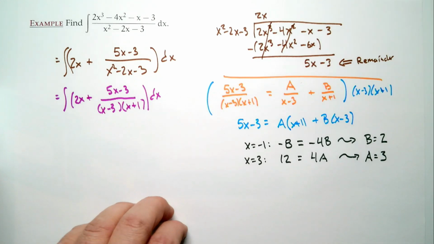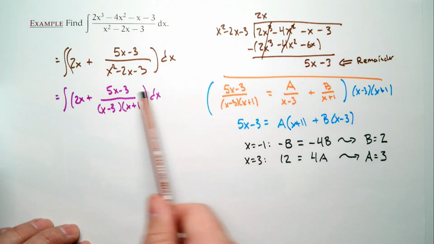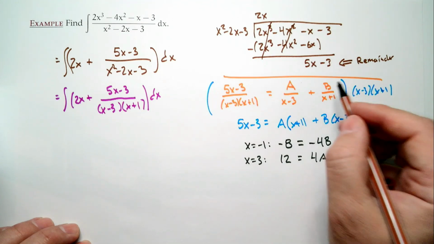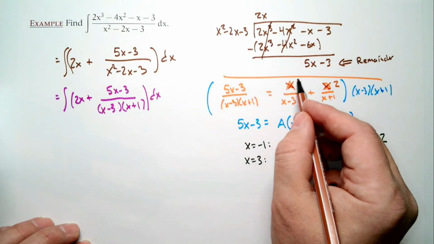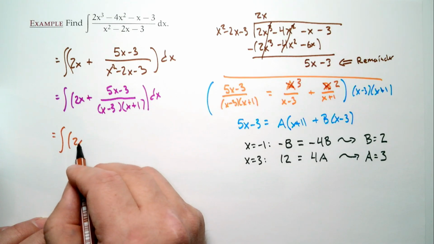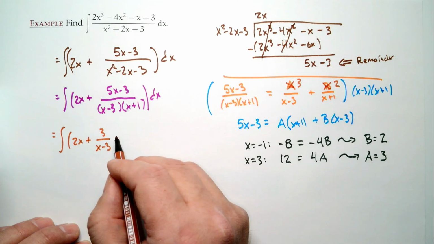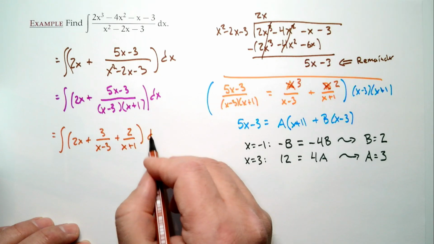So, now we are ready to resume our integral. We've done our side work, partial fractions. We now know that (5x minus 3) over (x minus 3)(x plus 1), this says I can replace the B by 2. So this B can become 2. A becomes 3. So I can replace this by 3. So we get the integral of 3 divided by x minus 3 plus 2 divided by x plus 1, dx.